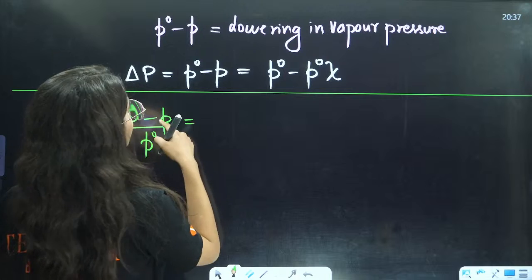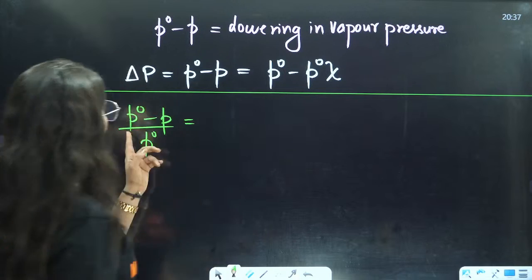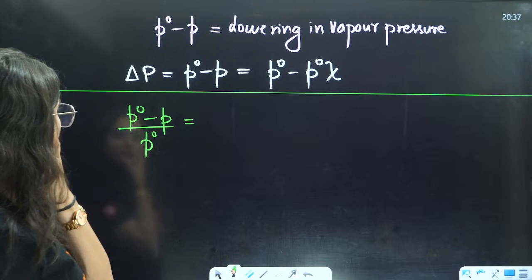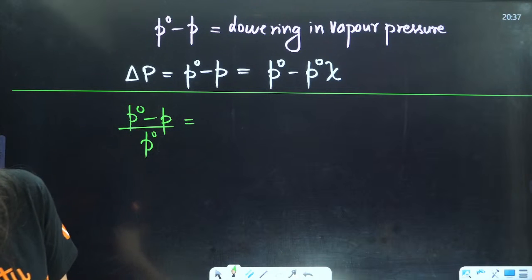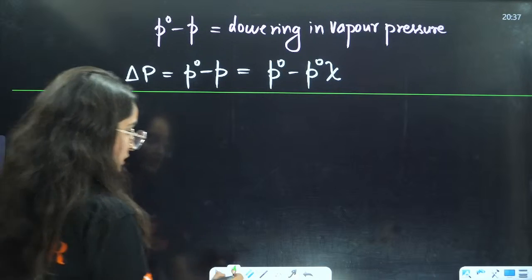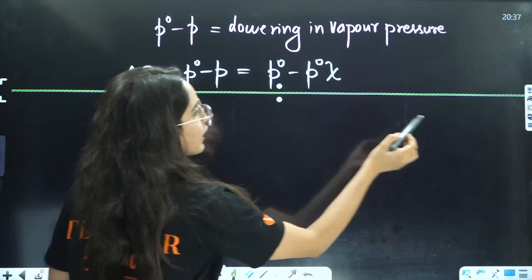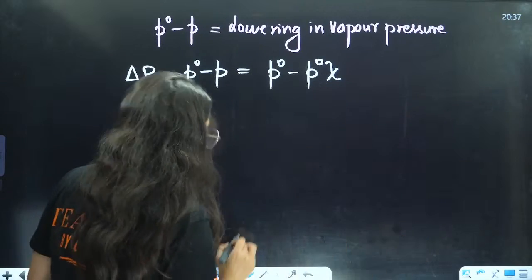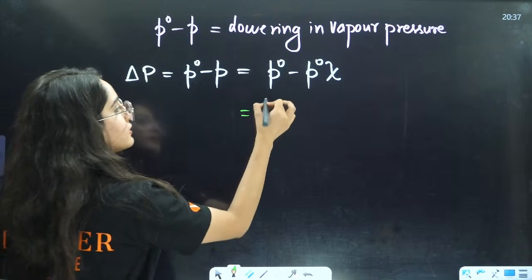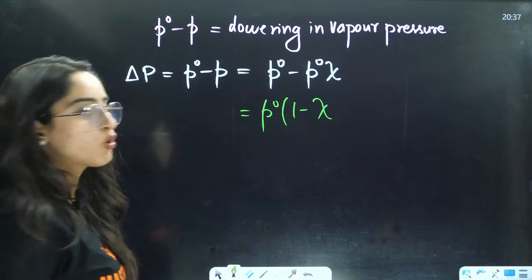Wait a minute. Yeah, instead of this, we'll just use this thing, right? Okay, I'll start deriving it before here only. From here only, I'll derive it, right? So from here, can I take the P naught as common and this will be 1 minus mole fraction?